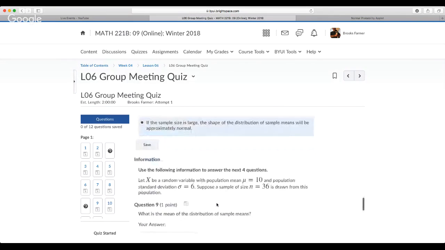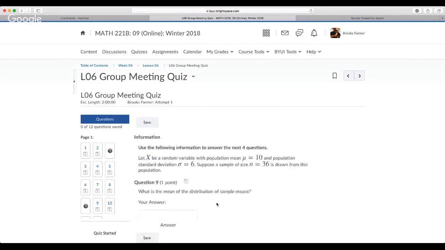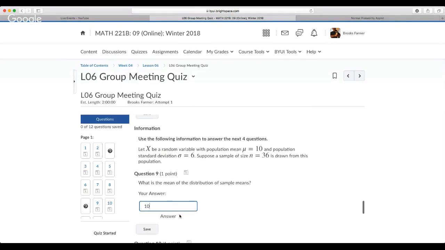Perfect. All right, so this next one is 10. Or 9? Sorry, you're calling question 9, but the answer is 10. Yeah, because the sample mean is always the same as the real mean. That makes sense? Yep. All right.